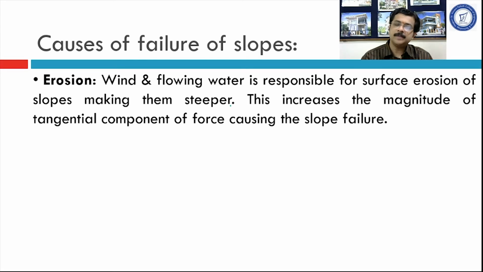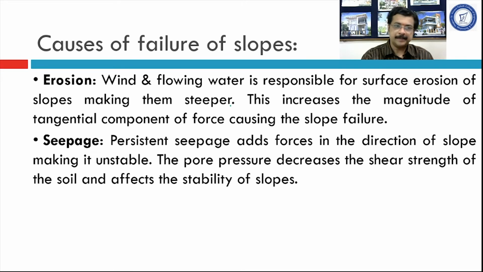Once the slope becomes steeper, what would happen? The component which is responsible for sliding of slope, that is the tangential component, its value would be increasing, and that increasing value is nothing but increase in the shear stress, which is responsible for the failure. Okay, so this is the meaning of this statement. The second cause is seepage. Persistent seepage adds forces in the direction of slope, making it unstable.